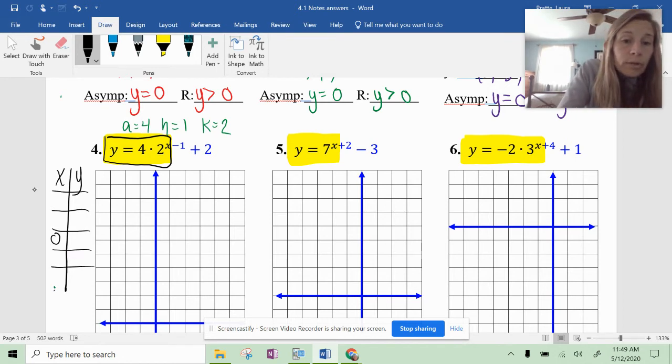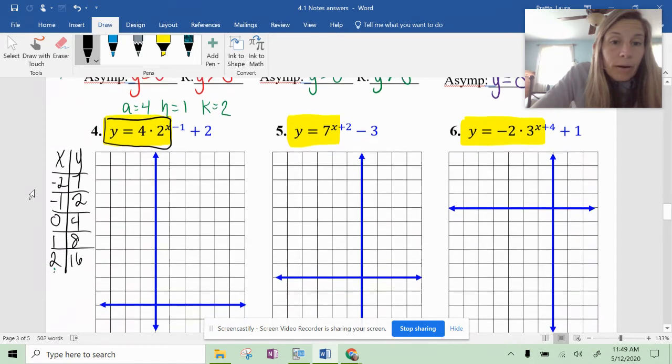So of course, if I put a 0 into my parent function, I know the a value is my corresponding y. If I put in a 1, 2 to the first is 2, and 2 times 4 is 8. If I put in a 2, that would be 16. And then I'm going to do a negative 1, which makes it 1/2. 1/2 of 4 is 2. And then if I put in a negative 2, I get 1/4. And so 4 times 1/4 is 1.